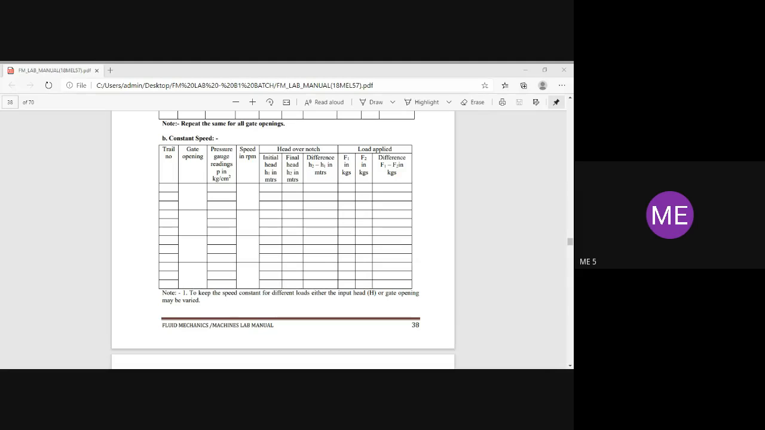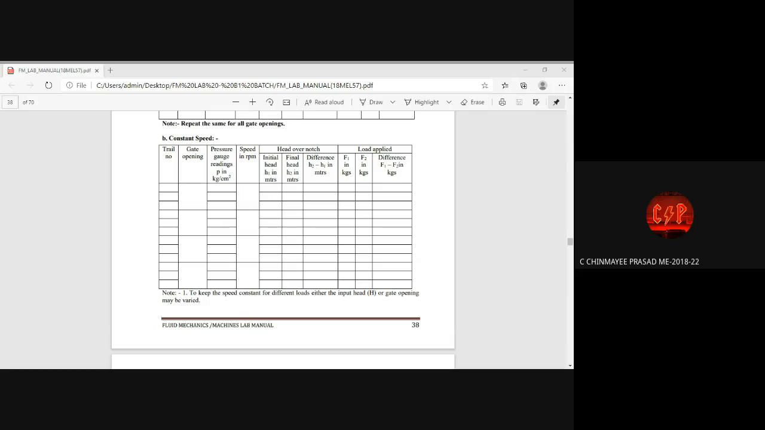Jayant, did you understand the observations? Yes, sir. First, write the tabular column properly, note down the readings properly, and first do one calculation properly. Remaining you'll get easily. First, do one calculation in constant head and one calculation in constant speed. Try to get the correct answer. Once you get that, the remaining you can calculate easily.